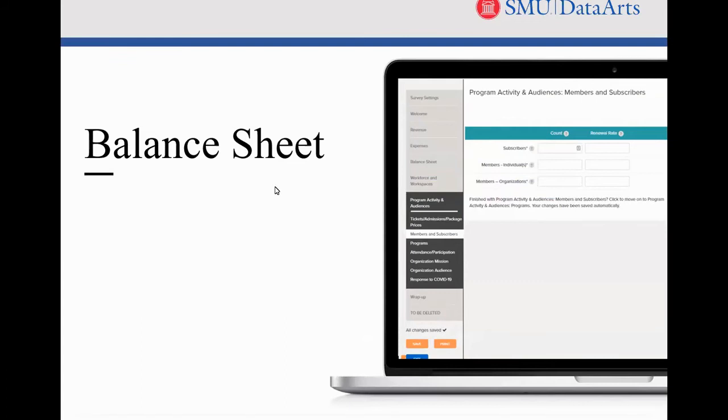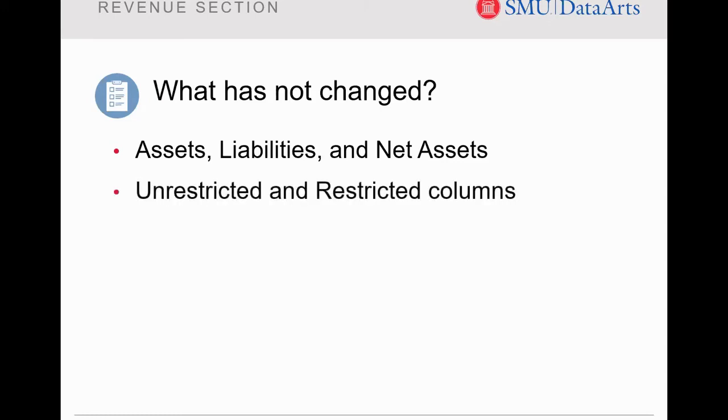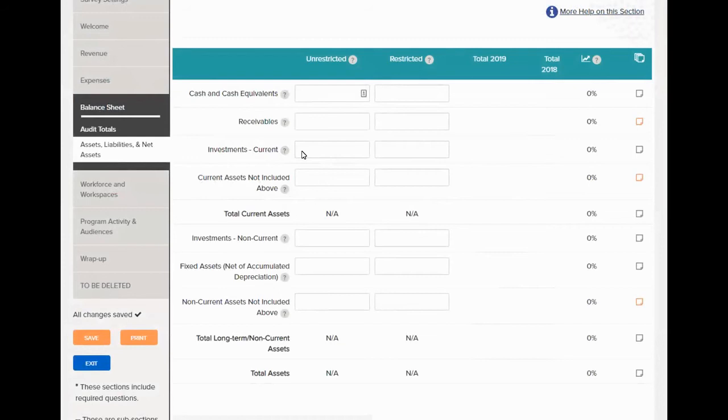Next, we will look at the balance sheet. So let's again start with what hasn't changed. The basic structure of the balance sheet remains the same. You'll enter your assets, liabilities, and your net assets will be calculated at the bottom. You will also still enter your balance sheet, because you're working from an audit, in a 2-column format, unrestricted and restricted columns. So here's the new balance sheet, just to give you a glimpse. It should look fairly familiar.